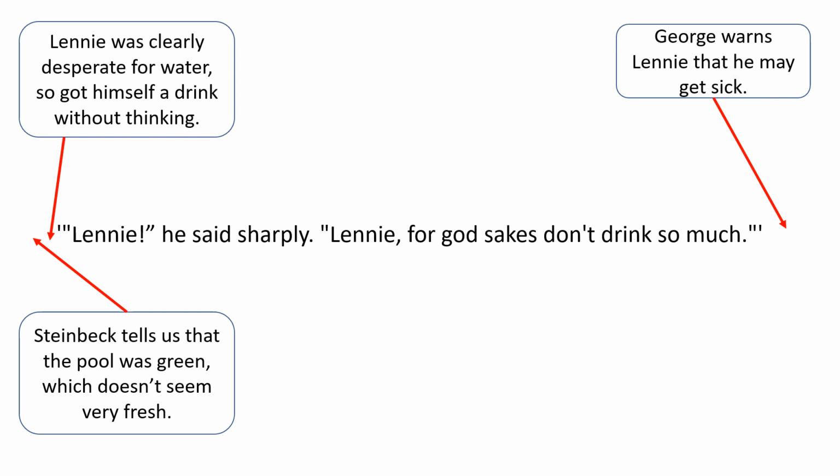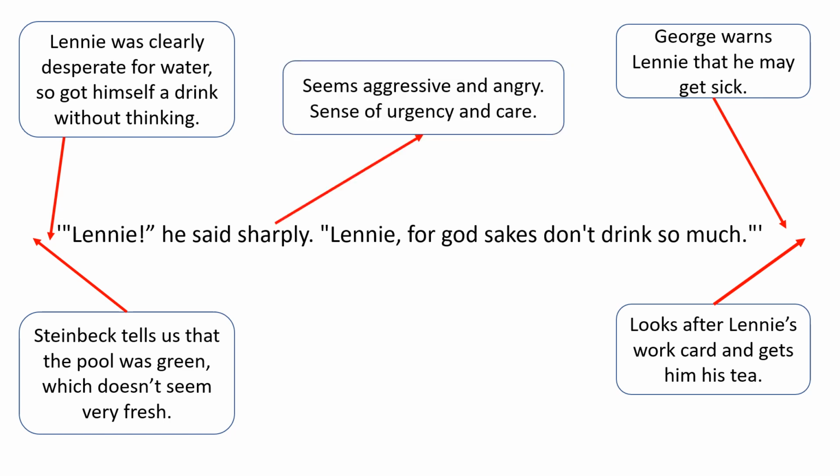Directly after George warns Lenny that he might get sick, that's his qualifier for commanding Lenny to stop drinking the water. So that's telling us that he wants Lenny to be safe. And we learn that caring element continues as the chapter progresses. We see that George looks after Lenny's work card. He gets him his tea. He makes sure that he knows of a safe place to hide if he gets in trouble. So that's telling us that George is coming from a place of care, which is why we have this command.